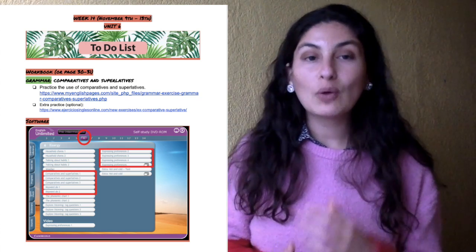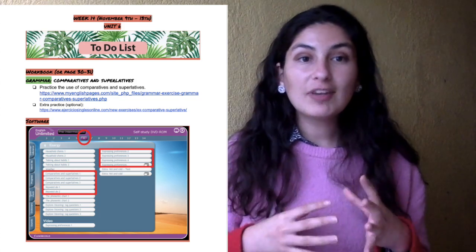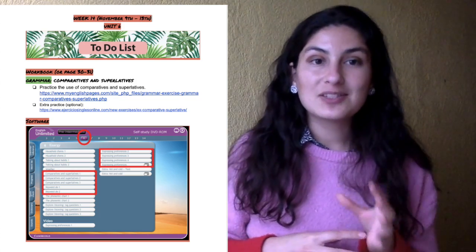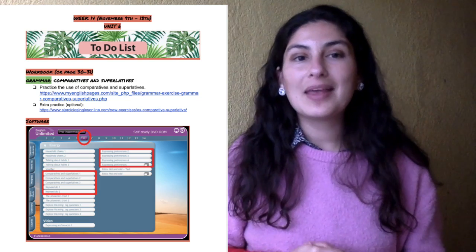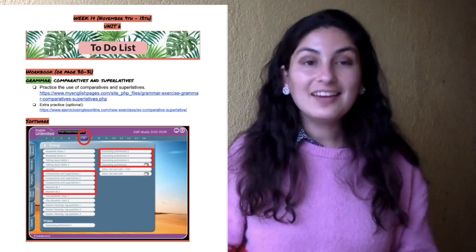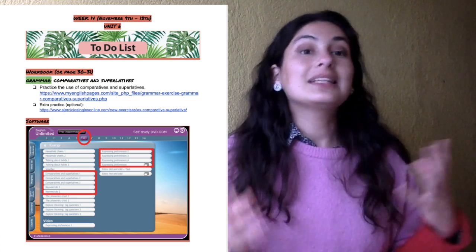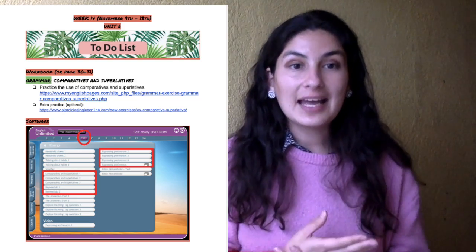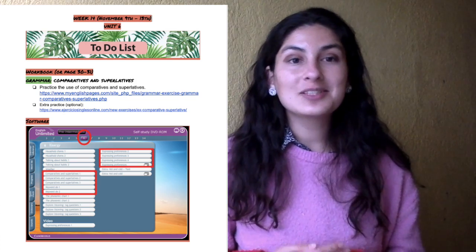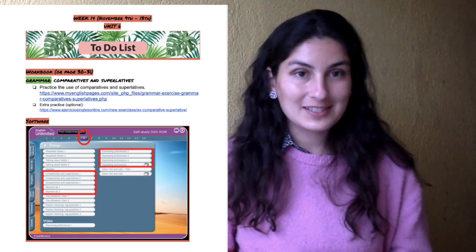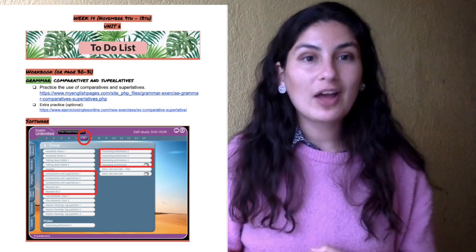The to-do list is divided into sections as usual. In the first part, we will focus on grammar, specifically on comparatives and superlatives. Here are some exercises for you to practice. Then, in the software section, there are some activities to practice comparatives and superlatives again, and some exercises to express your preferences. So it's pretty simple what you have to do this week.